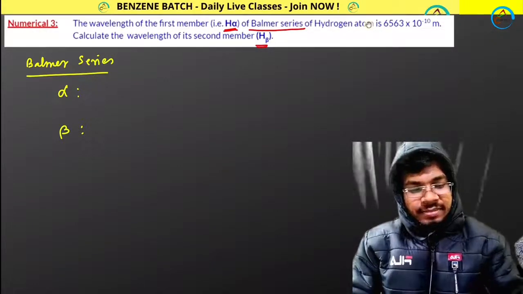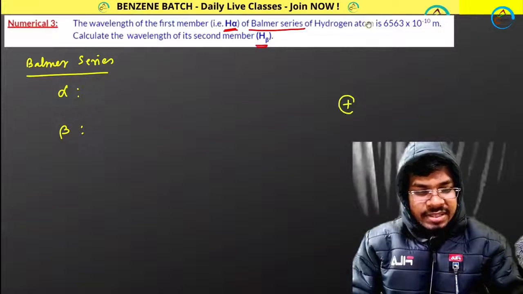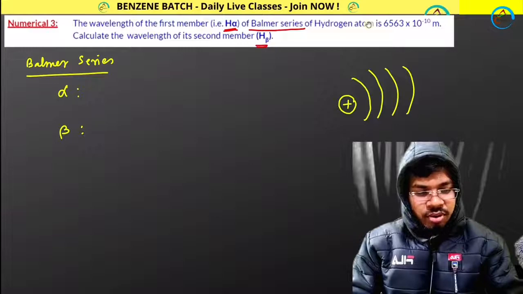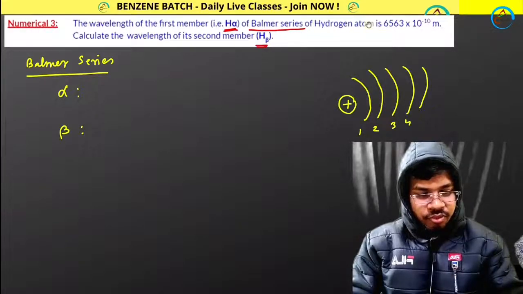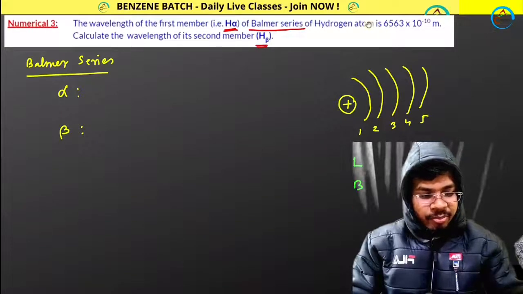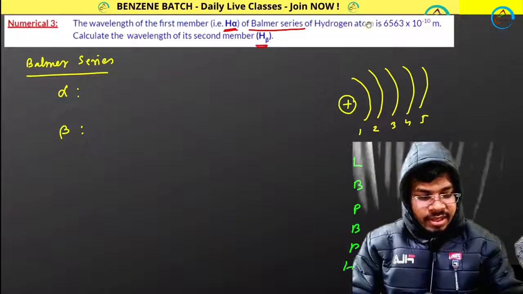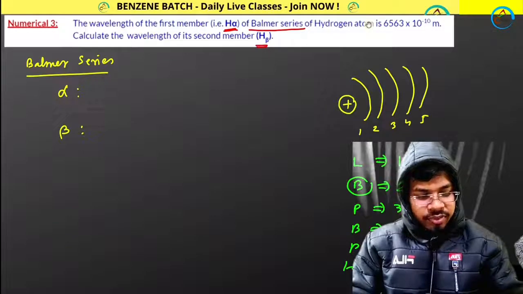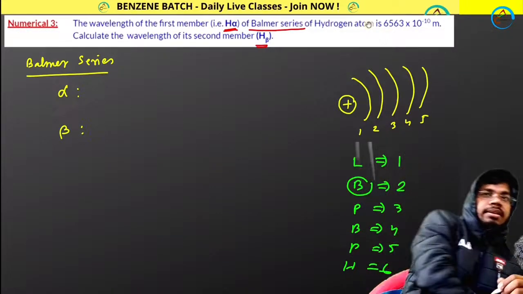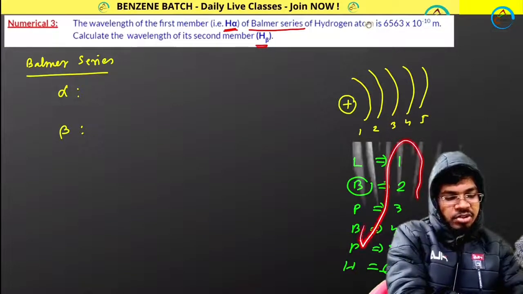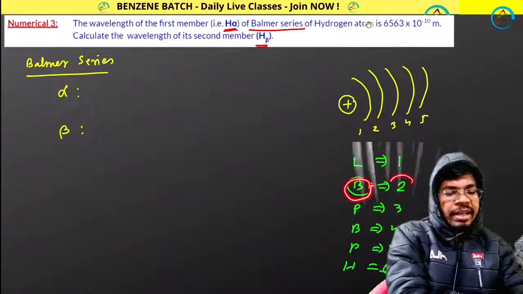Very good, Vikram. Yes. So that is your nucleus. It is n equals to 1, 2, 3, 4, 5. So first of all, Lyman series. You know the formula: L, B, P, B, P, H. So the second one is your Balmer. It is the first one, the third one, fourth, fifth, sixth. These are the expressions, and all these are the destination of the electron. So for Balmer series, the destination of the electron is actually 2.